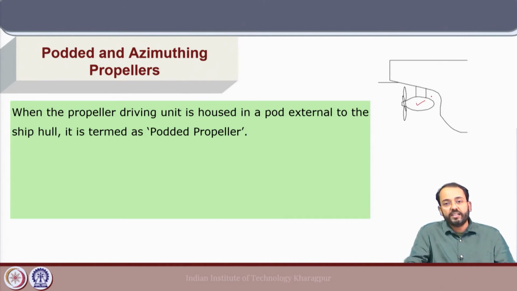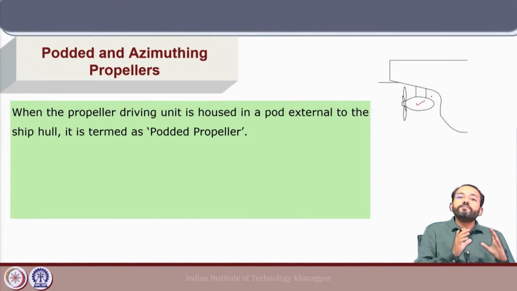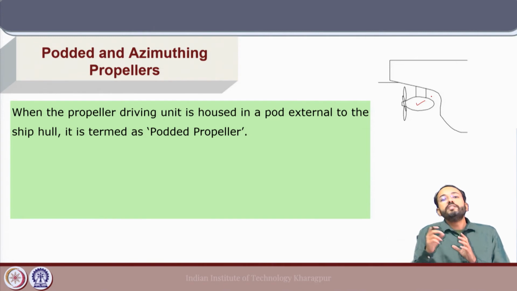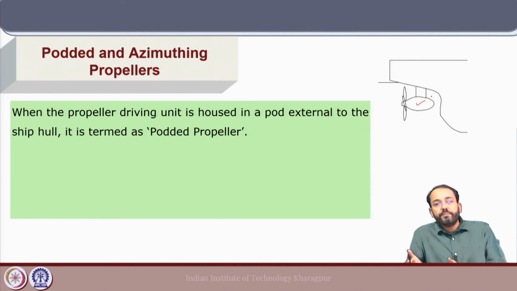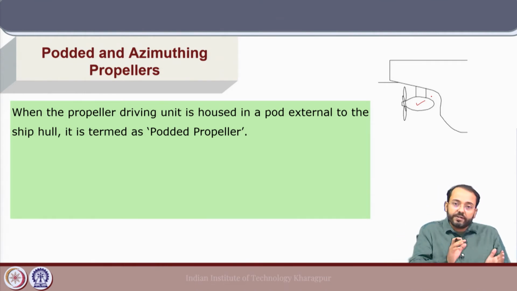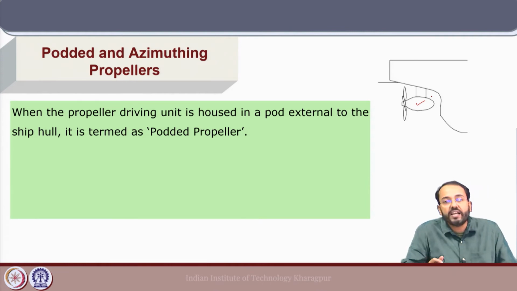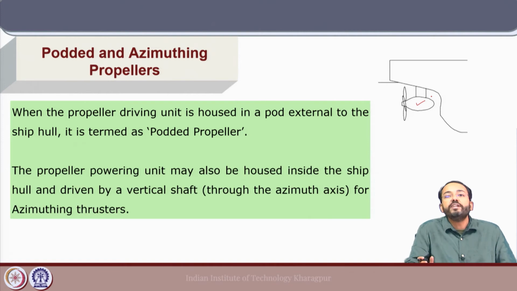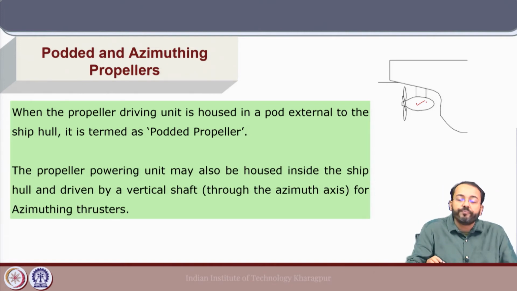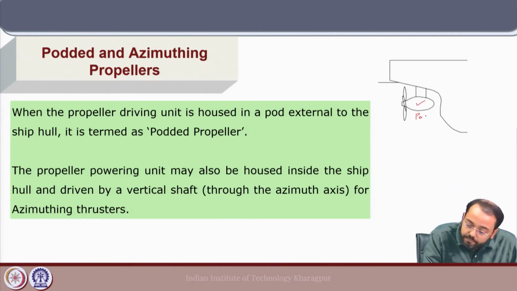to the ship hull. For a conventional propeller, we have seen that the propeller is connected directly to the engine using a shaft where there might be reduction gears which are used depending on the ratio of the engine speed and the propeller speeds. Now, for podded propellers, these propellers are mounted externally on the ship hull at the stern and the driving unit is housed in the pod. This is the pod.